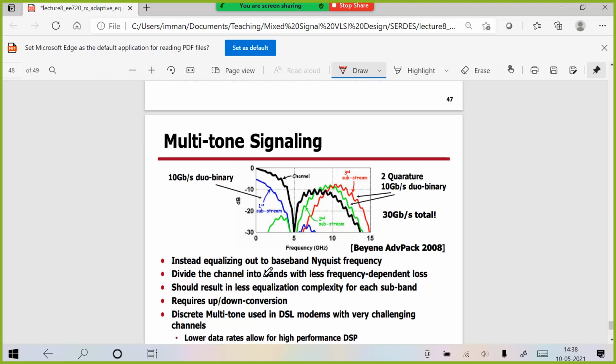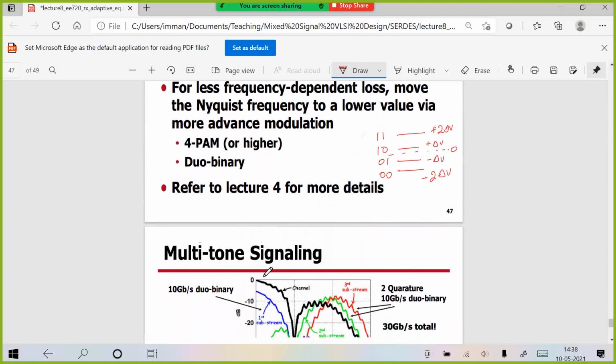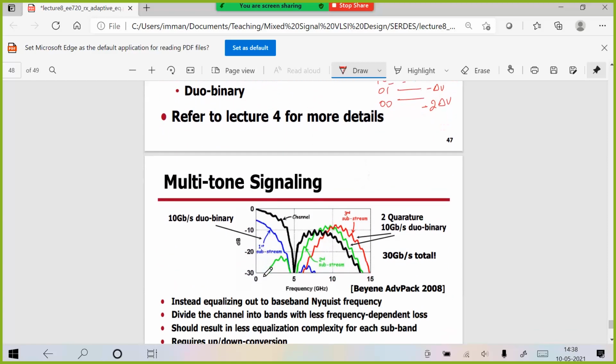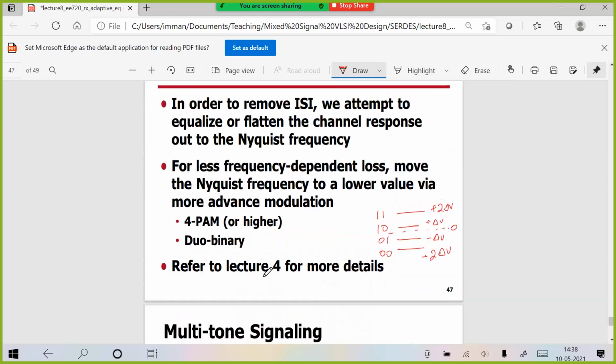Okay. So there is also another thing called duo-binary signaling. Now what happens is that by using PAM4 or 4-PAM, you will be able to send in twice the amount of data in the same bandwidth. Of course, duo binary some people use, but that's not something we'll go into. Okay. So with this, I'll wind up our discussion on equalization.